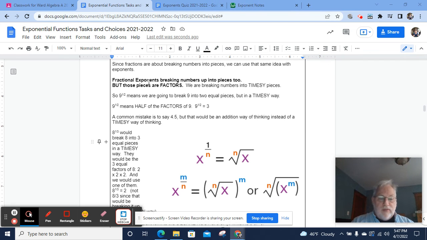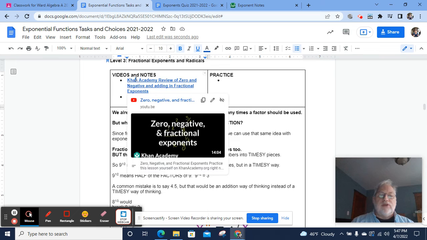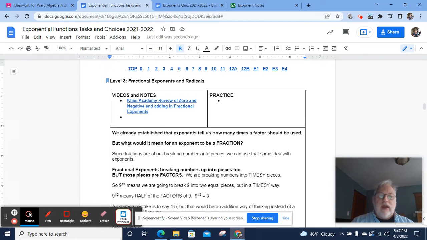Hi, this is Mr. Ward, and I'm going to talk about fractional exponents, which is the topic of exponential functions level 3, fractional exponents and radicals. Fractional exponents are a way of expressing things that I think actually makes a little more sense than radicals. But I'll be connecting the two and seeing how they relate to each other.